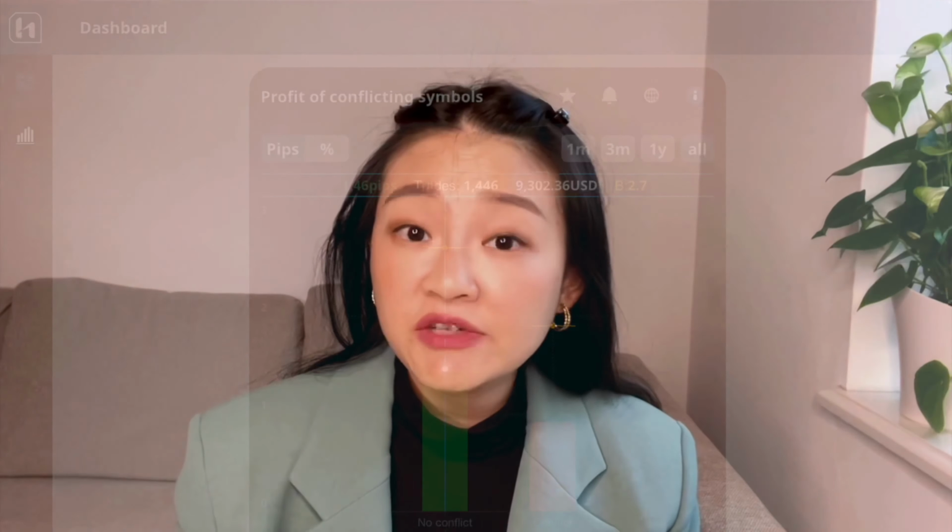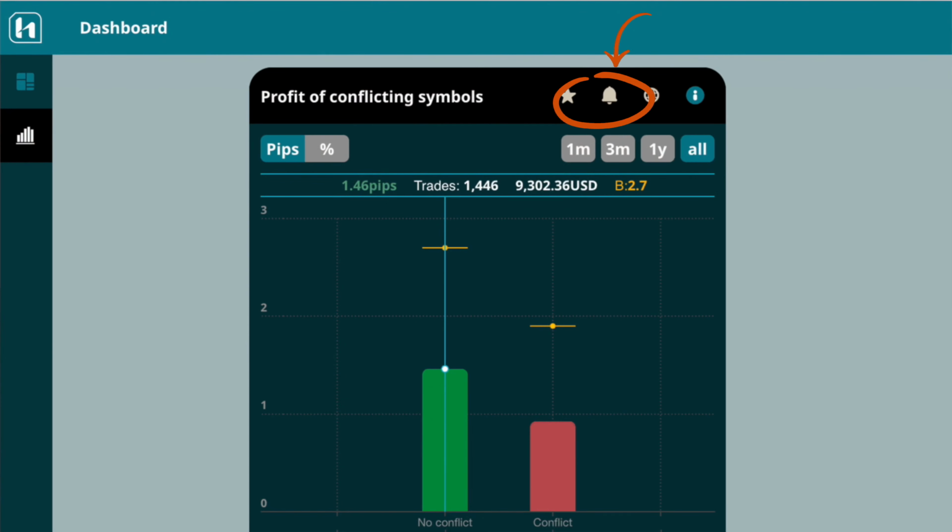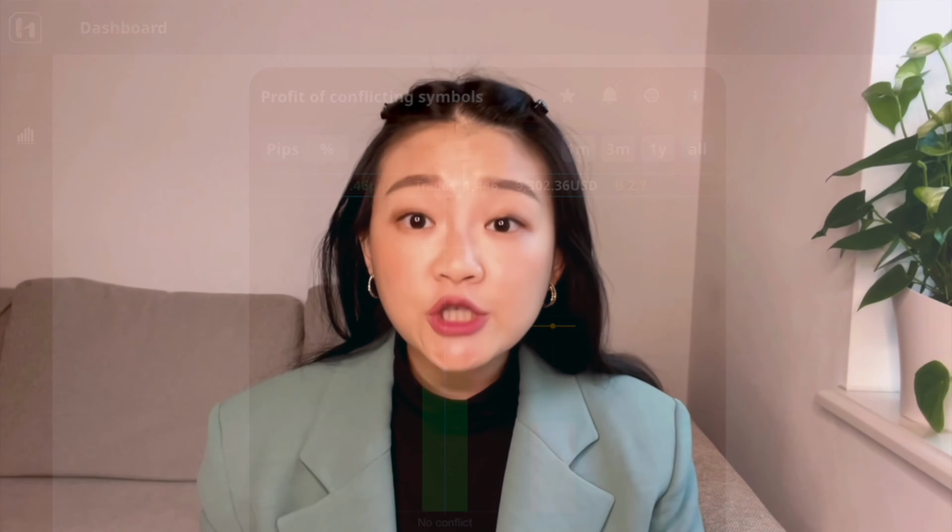In case you do have a significant loss-making pattern due to opening conflicting symbols, you may choose to receive a notification from us warning that you have just entered another conflicting position which on average ends up with a loss in your trades. Trading can be very demanding, and a little technical support may actually help to free your mind and focus better.